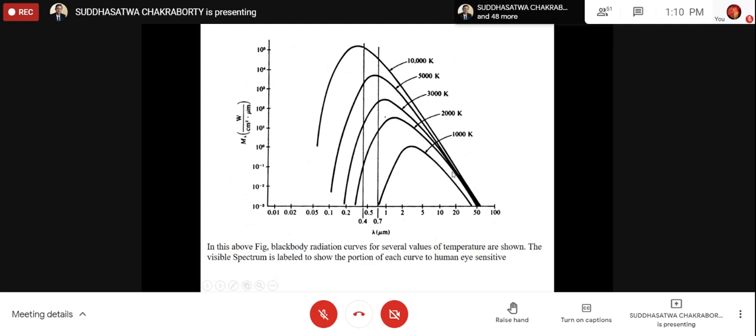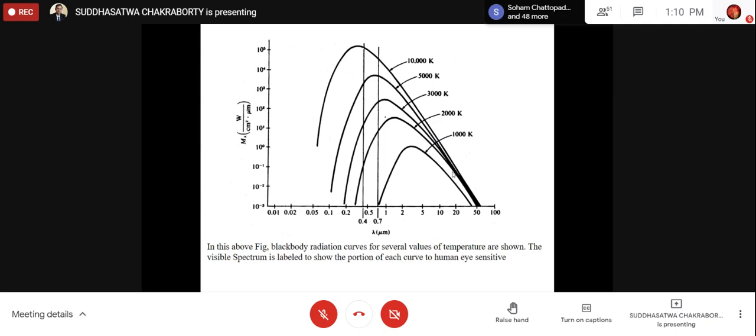So this is the fundamental property of a black body. In every case, for every mathematical model, whatever we have, or a physical black body like platinum, in every case we have this curve, which we can refer to for standardization.